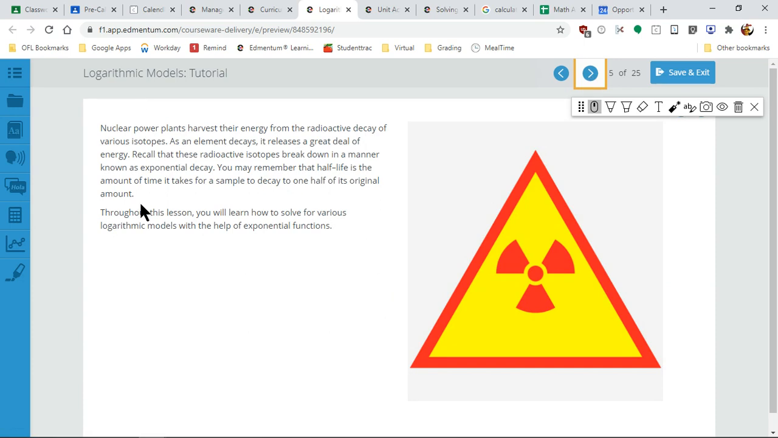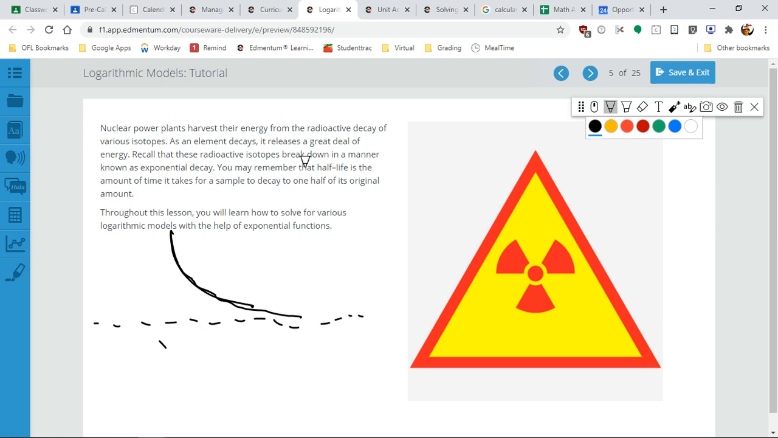So nuclear power plants decay at an exponential rate. At the beginning, they're going to decrease a lot, and then they're going to decrease less, and less and less. So they're always technically going to be nuclear, but there's a certain point where they become so small in being nuclear that they're not as harmful.